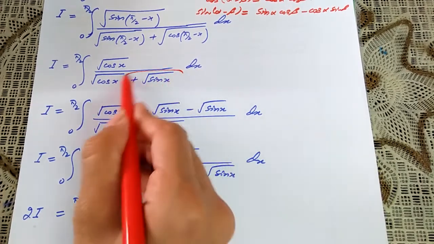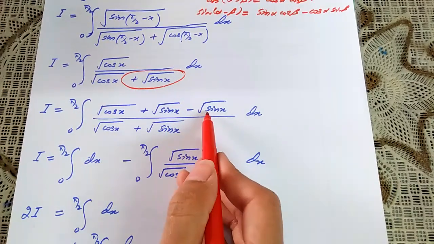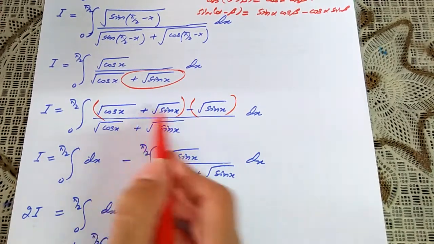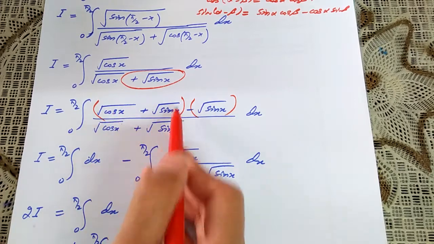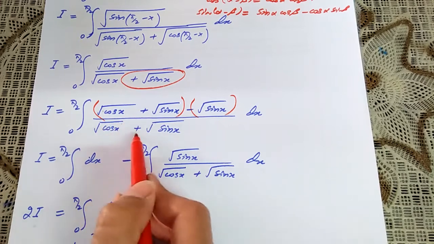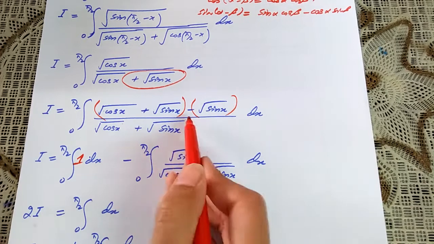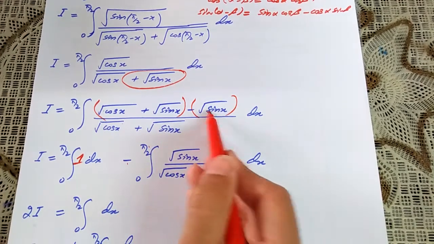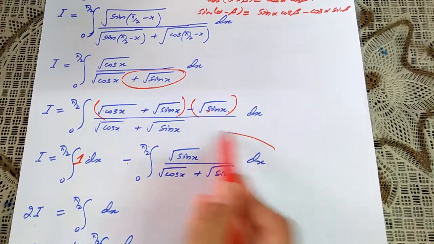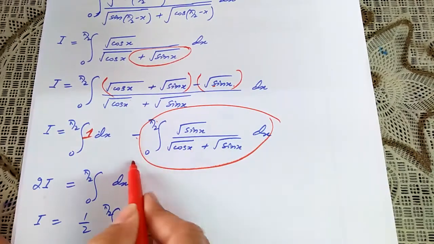Now I can write this under root sine of x. I can add the same thing here, but I need to subtract as well. Now I can separate this denominator into two parts. If I separate it into two parts, I will get in the first integral under root cos of x plus under root sine of x over under root cos of x plus under root sine of x. That will be cancelled. I will get here 1 dx. Negative sign, 0 to pi by 2 under root sine of x over this denominator dx. This is the same integral as this I. So I will write here negative I.